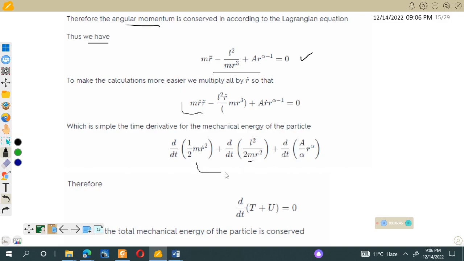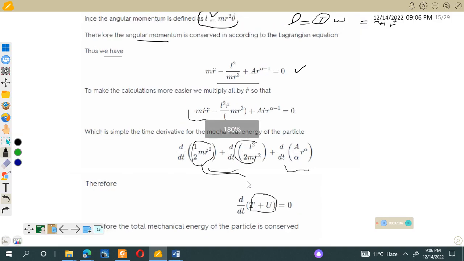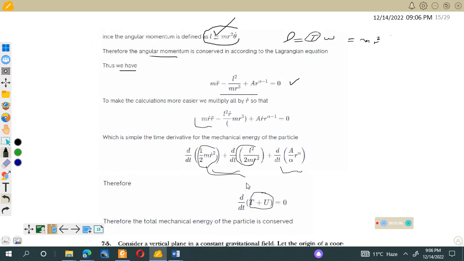So it can be written as kinetic energy plus potential energy. This is the rotational kinetic energy and this is the translational kinetic energy. So d over dt of translational kinetic energy plus potential energy equals 0. When the total time rate of change of energy is equal to 0, it means the total mechanical energy is conserved.